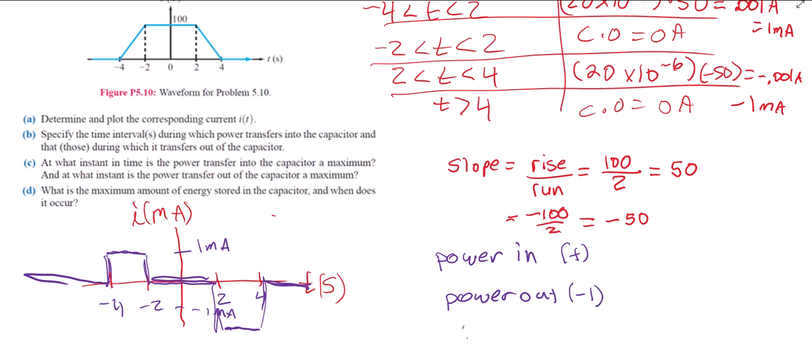We know that power equals I times V. Notice that V is positive. It's never negative. So V is always greater than or equal to 0. And between negative 4 and negative 2, I is also greater than 0. So a positive times a positive is a positive, so the power in would be between negative 4 and negative 2. And power out would be negative, and that would be when the voltage is positive but the current is negative, and that would be between 2 and 4.